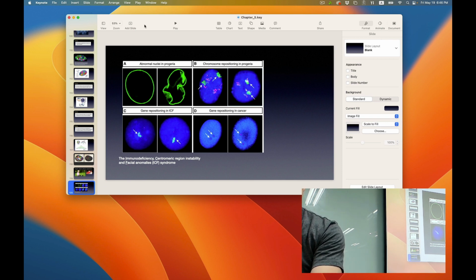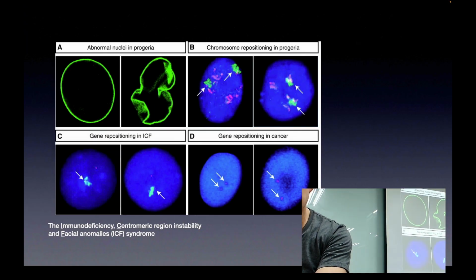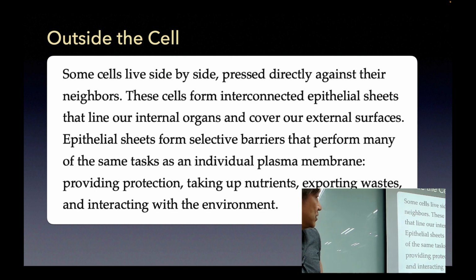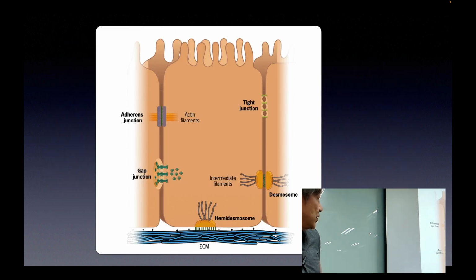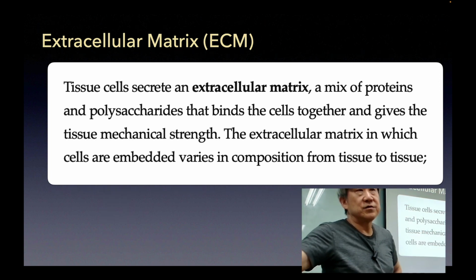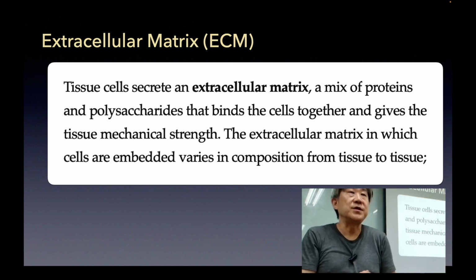So exactly, it's about time to start the second session. What a convenience. Okay, good. Outside of the cell, we have so many different things. Collectively, we call that the extracellular matrix. This so-called extracellular matrix includes so many different types of famous proteins.